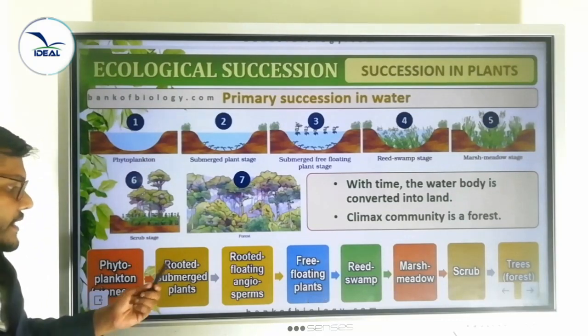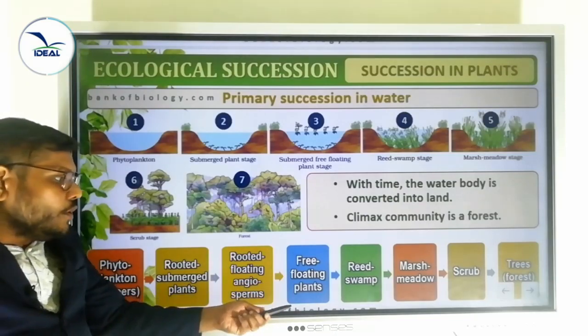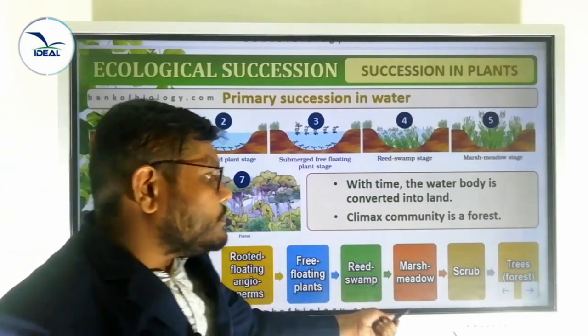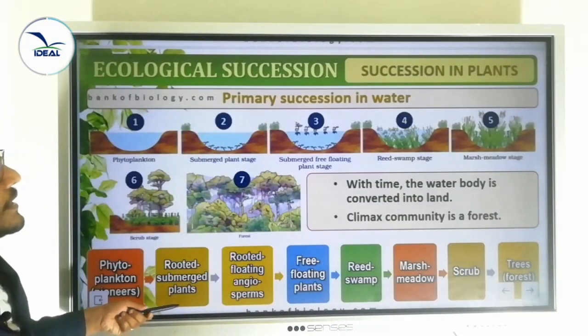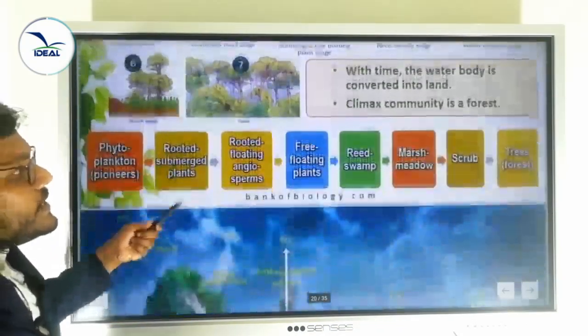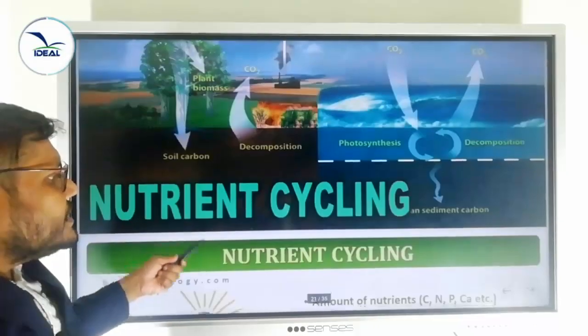Phytoplankton is the pioneer stage, then rooted submerged plant, rooted floating angiosperm, then free floating plants, reed swamp, marsh meadow stage, scrub stage, and trees or forest. These are the successions that take place in water. Is it clear? Next one is nutrient cycling.